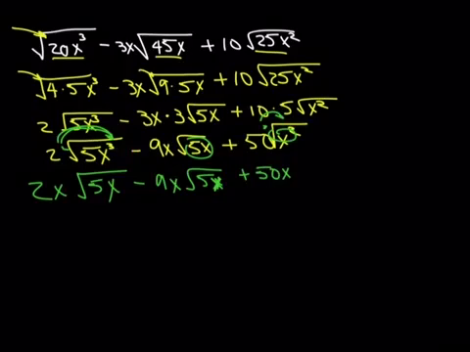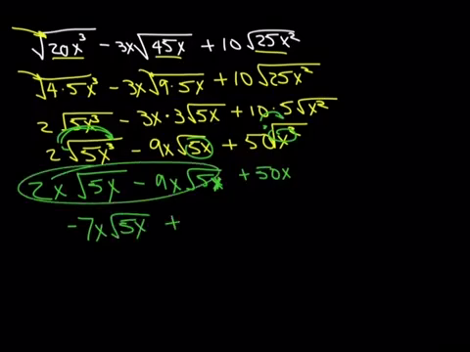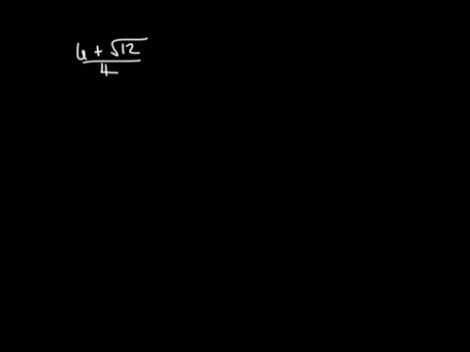Alright, so now where are we? 2 minus 9x is negative 7x square root of 5x plus 50x, which I cannot add because I don't have the same numbers under the radical. That means I'm done with that one. Alright, one more example and then we're done.